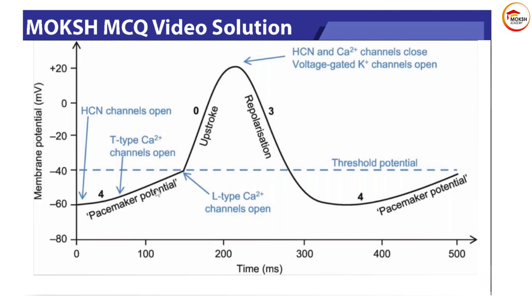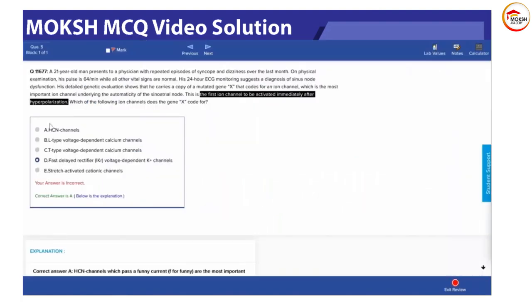So L-type calcium channels are opening. First, HCN is opening, causing funny currents. Funny currents, another name for them is automatic currents. Automatic currents bring the potential slowly to threshold. Once it's at threshold, L-type calcium channels open and there is a rapid upstroke. And repolarization is always caused by potassium. Always, no exceptions. So the answer was clearly HCN channels.